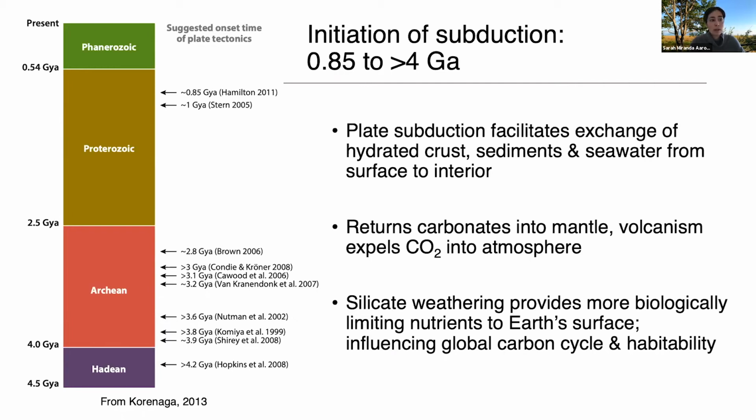sediments, and seawater from the surface into the deep interior. So this is really the mechanism that allows us to put these volatile elements that we have on Earth's surface deep into the interior, where they're then recycled through volcanism. So we have volcanism, which is expelling carbon dioxide into the atmosphere.